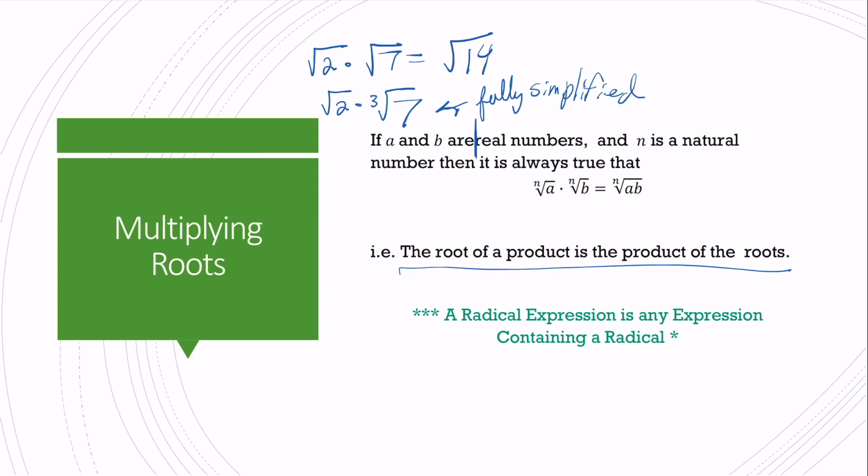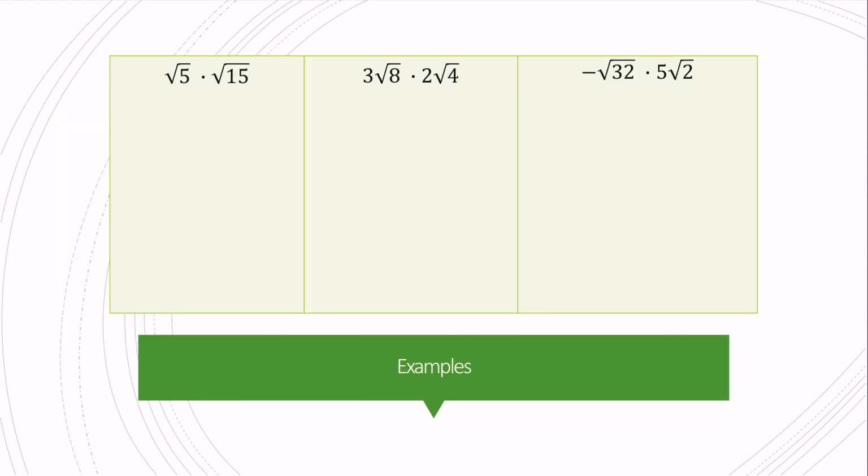So let's do a bunch of examples and make sure we're remembering to simplify our square roots and our cube roots. All of our radicals need to be simplified. So 5 square root of 5 times the square root of 15. I'm going to take the square root of 5 times 15. That gives me the square root of 75.